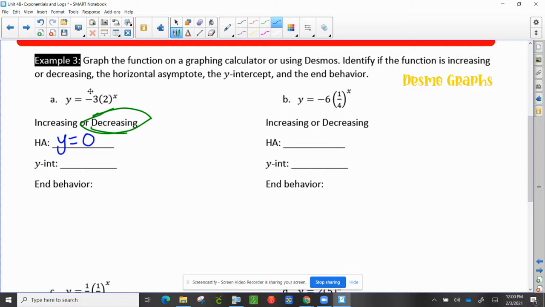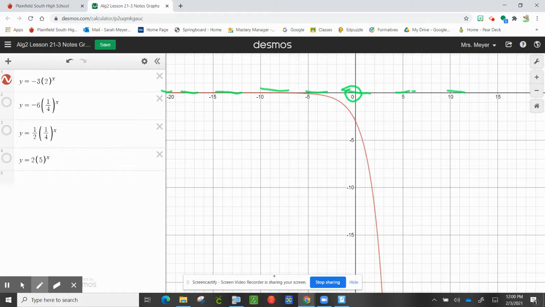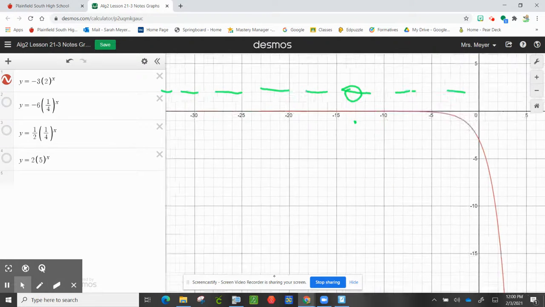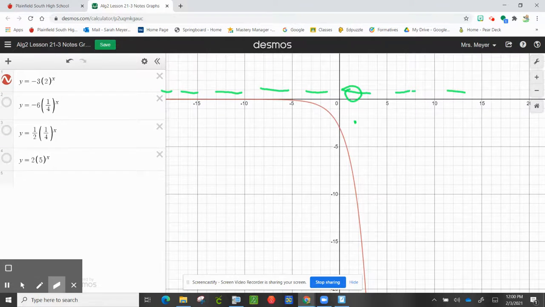Okay, we don't really need the graph for it, but our y-intercept should be that number in front, so (0, -3). And again, you can check that on your graph. You just have to click where it crosses your y-axis. It'll tell it to you. Okay, and then the last thing we have to do is just talk about end behavior.